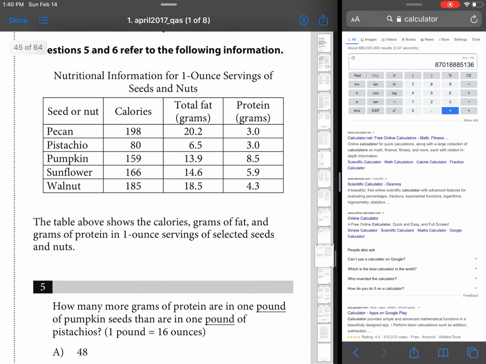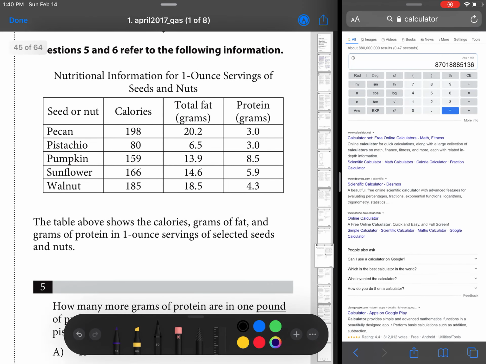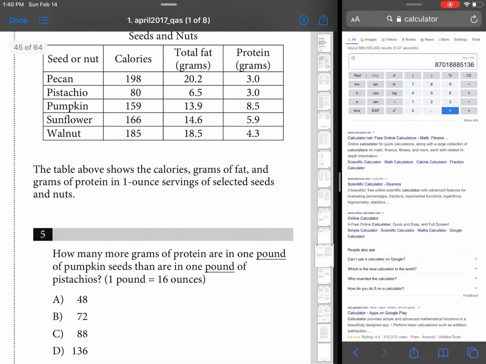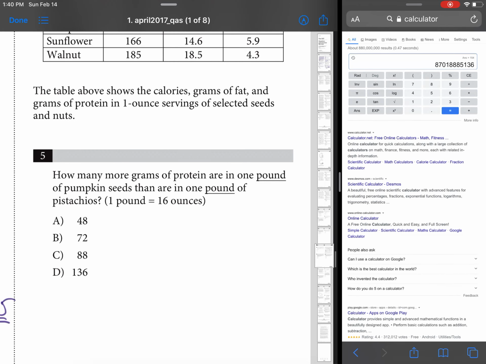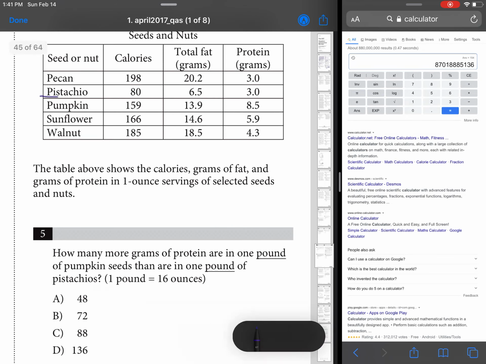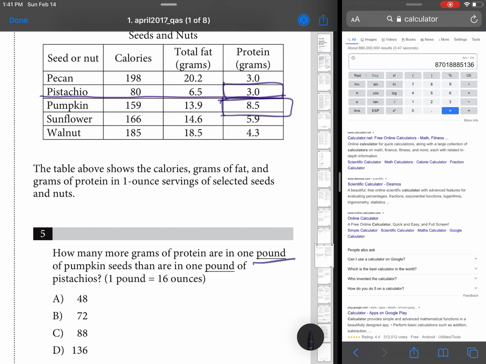Now question 5. All right, so the table above shows the calories, grams of fat. Okay, how many more grams of protein are in 1 pound of pumpkin seeds than in 1 pound of pistachios? Okay, so I'm focused on pistachios here, and we're talking about protein. So this number there, and then pumpkin, this number there. But see the underlined portions of our question here? That's something that we need to pay attention to.